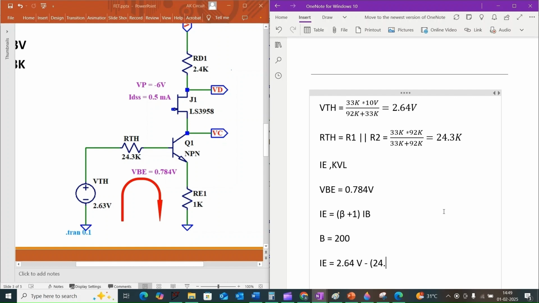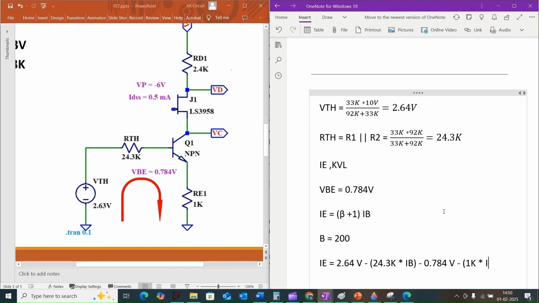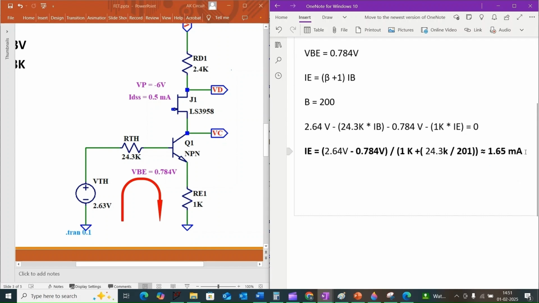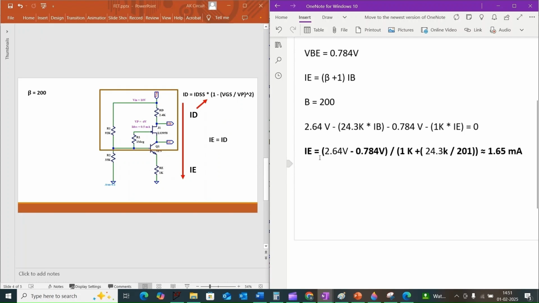2.64 volt minus 24.3 kilo ohm times IB minus 0.784 volt minus 1 kilo ohm times IE is equal to 0. When we rearrange this, IE is 2.64 volt minus 0.784 volt divided by 1 plus 24.3 divided by 201, which is approximately equal to 1.65 milliamps. Great. We have our emitter current, which is also the JFET's drain current ID.